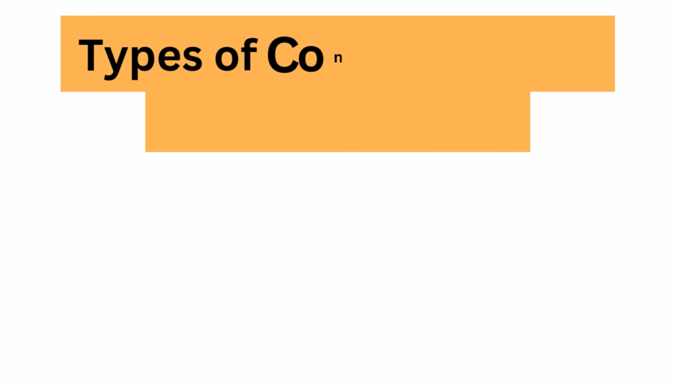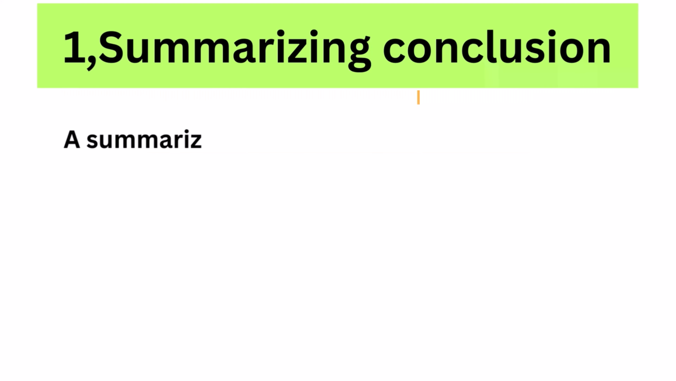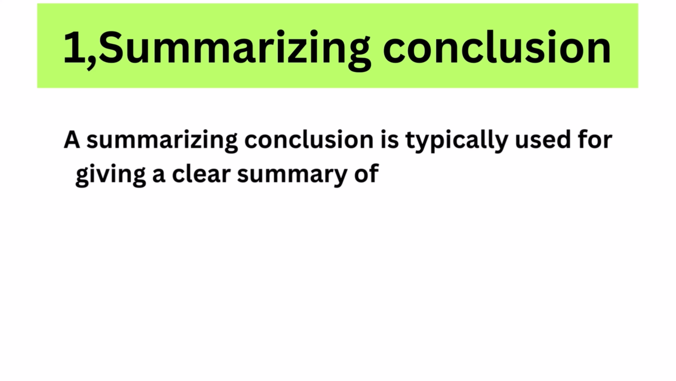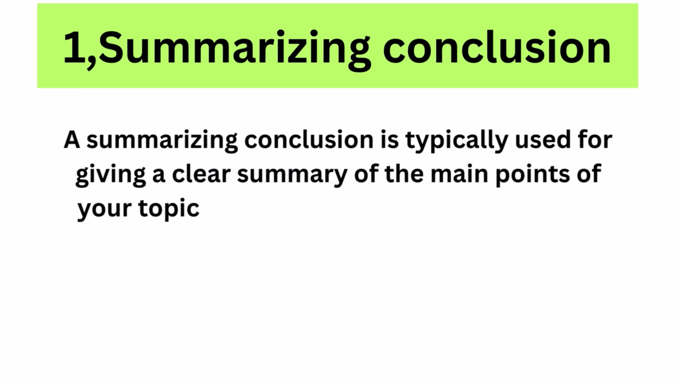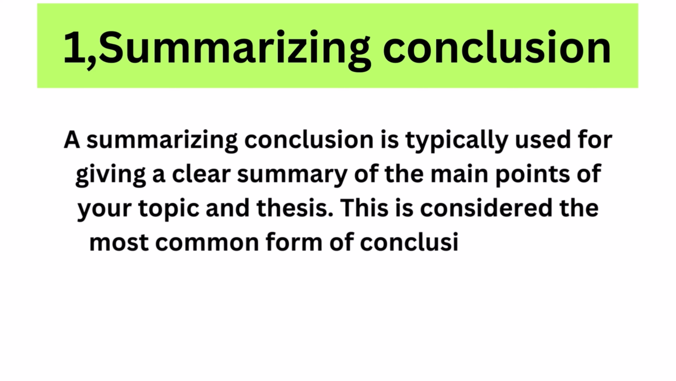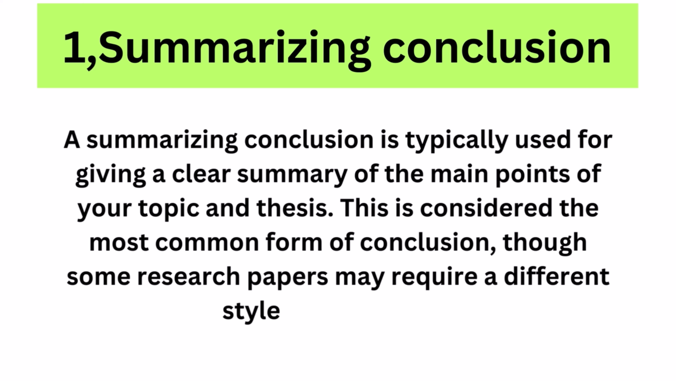Your conclusion might be written differently depending on your research topic and paper style. You might opt to structure your conclusion based on specific types, and there are 3 primary types. 1. Summarizing conclusion. A summarizing conclusion is typically used for giving a clear summary of the main points of your topic and thesis. This is considered the most common form of conclusion, though some research papers may require a different style of conclusion.